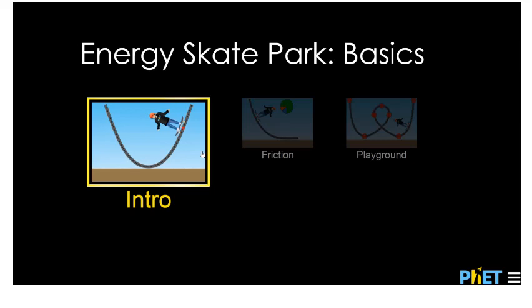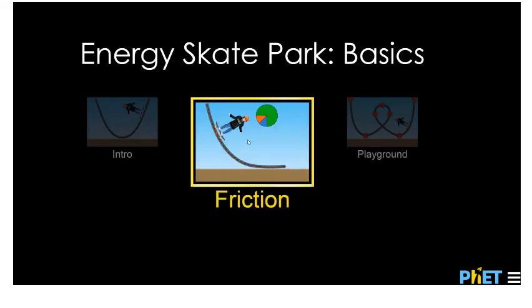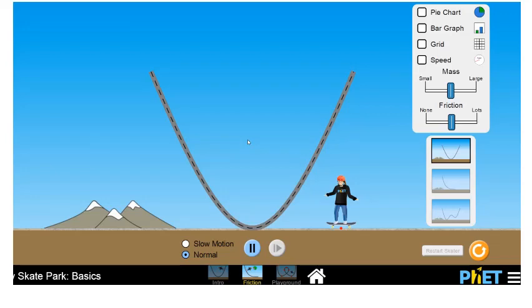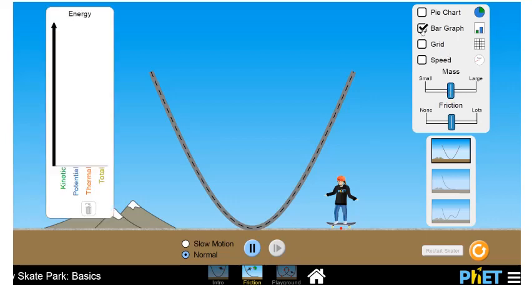Now, to begin the activity, I want you to click on the friction option. So click on friction. That's going to bring you to the start screen. And notice there's a lot of options with this activity. One thing I do tell you to click on is the bar graph. You may want to put on the pie chart if you want to. Also, for the first part of the activity, it's very important you turn off friction. So make sure that slider there is down to none.